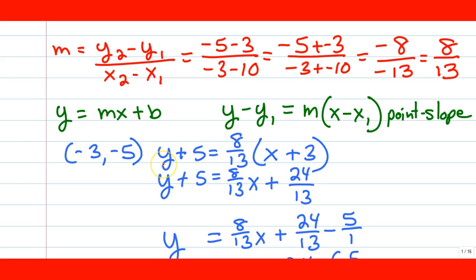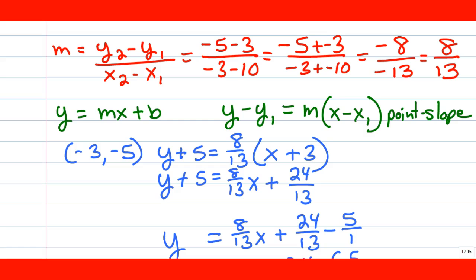So I end up with a y minus a -5. This actually creates a positive, so instead I've written it as y plus 5 equals 8 over 13, that's my slope, being multiplied to the binomial x minus x sub 1. Well, my x is a -3. My equation has a minus sign in it, so a negative and a minus make a plus 3.